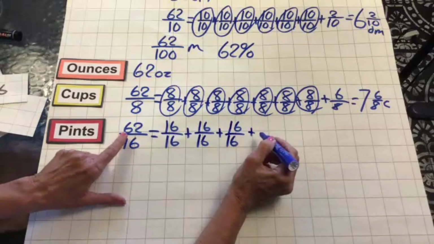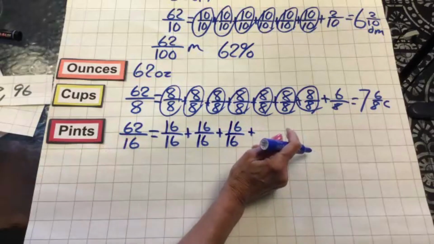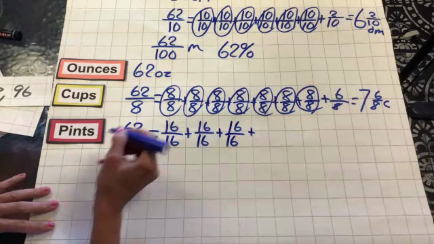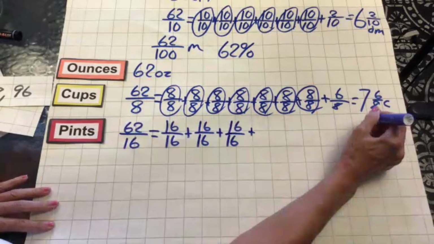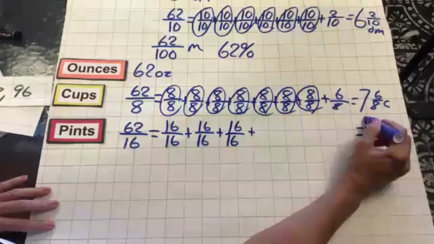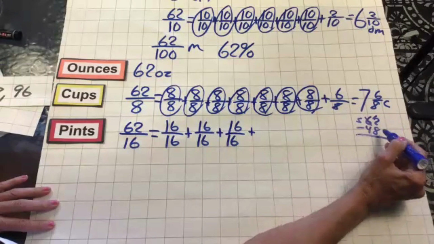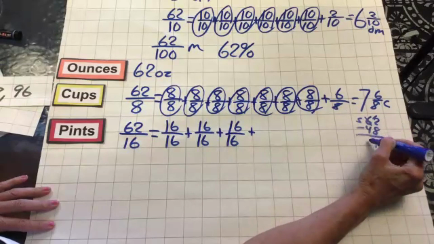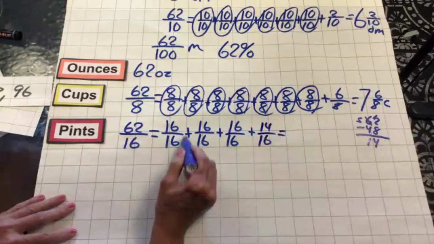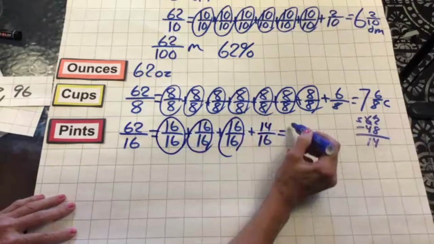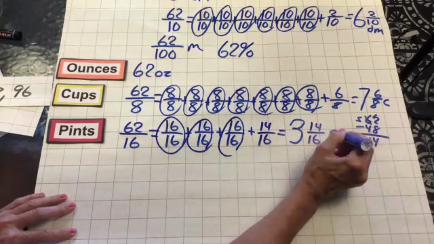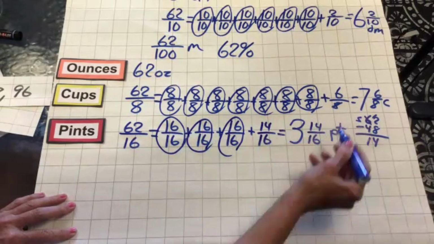So 48 from 62. Let me make sure here, let's find my 16s. Sometimes we might have to go over to the side. Let's do it right here: 62 minus 48. You can do it this way. I want you to see how I do it sometimes. So 12 minus 8 is 4. 5 minus 4 is 1. So we have 14/16. According to this, we have 1, 2, 3 whole pints and 14/16. Getting close to 4 pints, but right now we only have 3 and 14/16 of a pint.